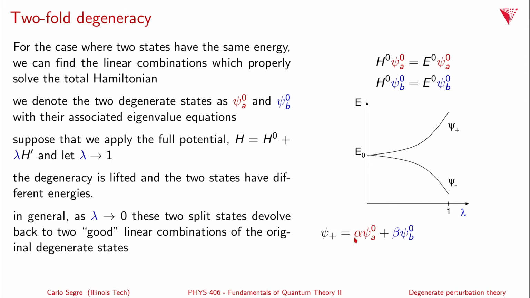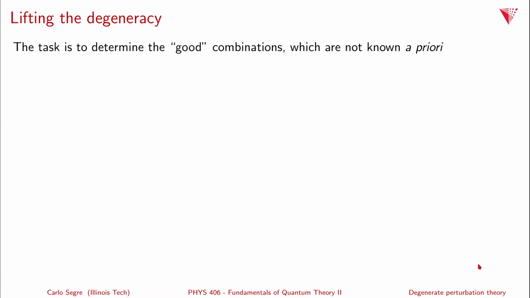That is, psi plus is some constant alpha times psi A0 plus beta times psi B0. And psi minus is gamma psi A0 plus delta psi B0. So these two combinations would give you the properly orthogonal states that have two different energies when lambda goes to 1. That is when you have the full perturbation. And that means that when you apply the unperturbed Hamiltonian to psi plus minus, of course you get E0, but you get psi plus minus back. So they're also eigenfunctions of the original Hamiltonian. Furthermore, the inner product of these two eigenfunctions is equal to 0 because they're orthogonal to each other. So the task we have is to determine the good combinations which we don't know in advance.